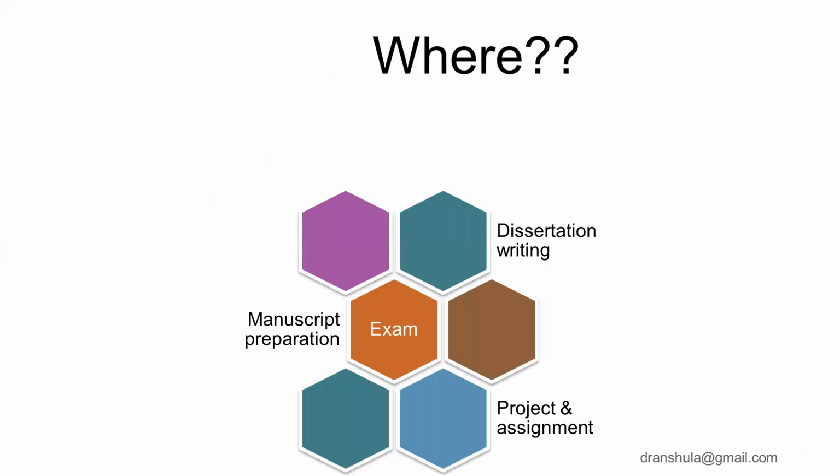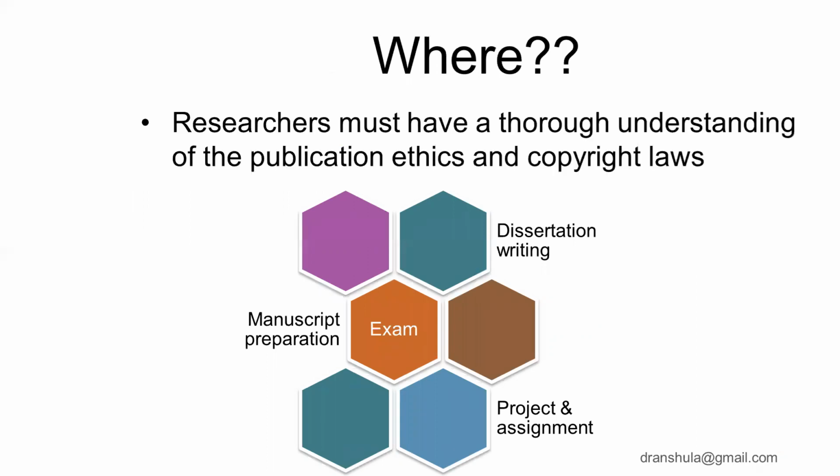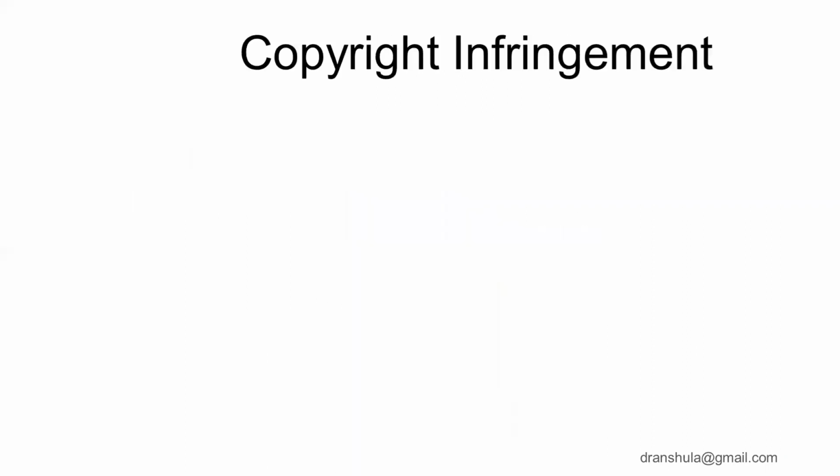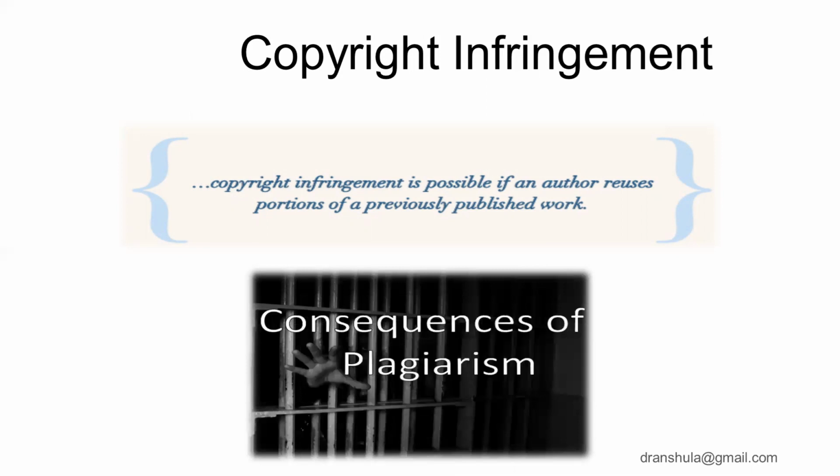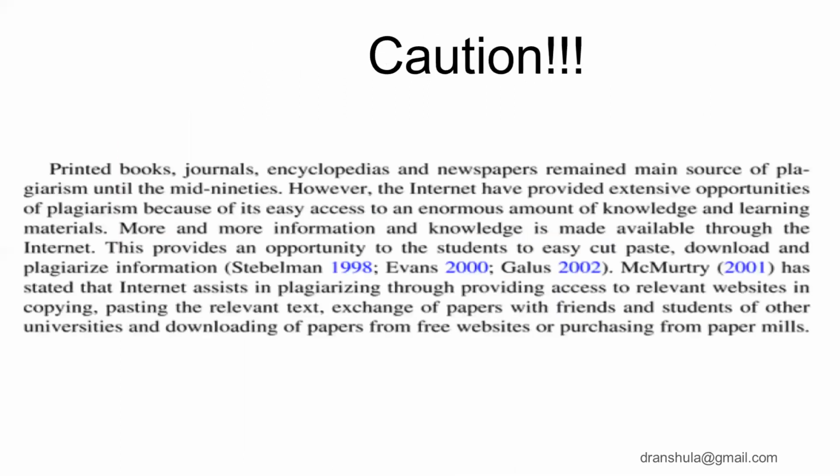So, where can copyright infringement or plagiarism happen? It can happen in dissertation writing, manuscript preparation, exams, projects and assignments. So the researcher must have a thorough understanding of publication ethics and copyright laws. And if we fail, we are entering into copyright infringement. Copyright infringement is possible if an author reuses portions of a previously published work. So, if you do that, there is a consequence. Let's see what the consequences of plagiarism are.